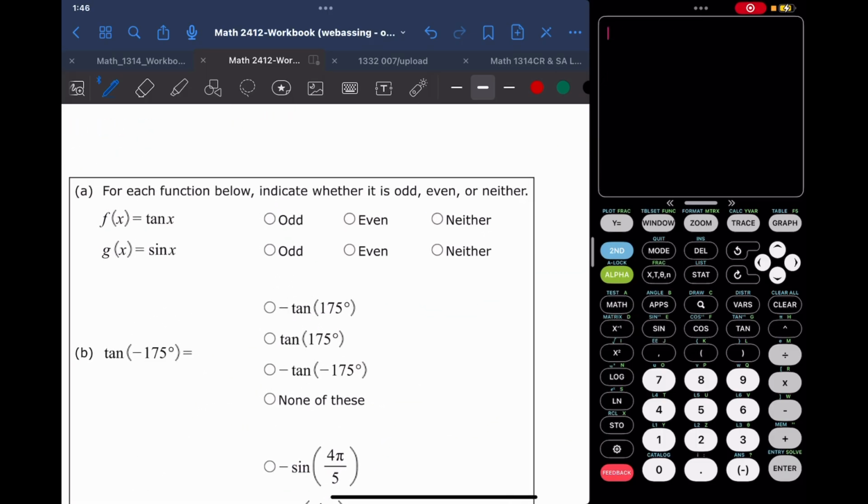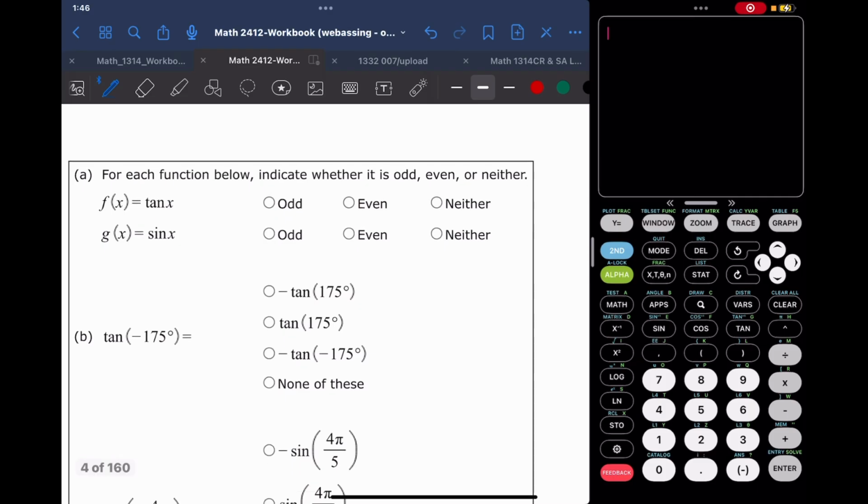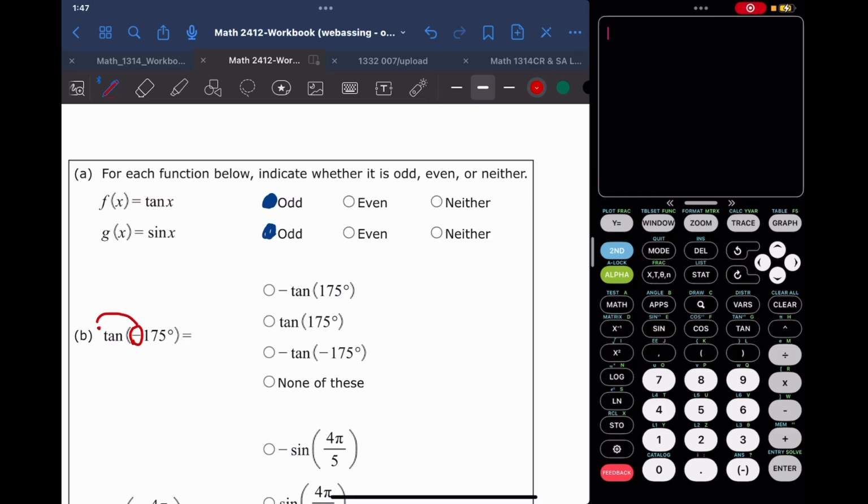For number 7, you're going to have 3 parts. It's just asking you to find the equivalent. So for part A, it's asking you, is tangent odd, even, or neither? Tangent is an odd function. We also know that sine is an odd function. And then it's asking you which one of these is the equivalent. Whenever you have a negative inside the degree, you can also take it out.